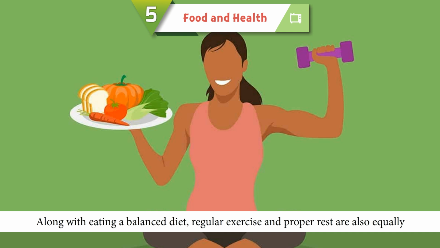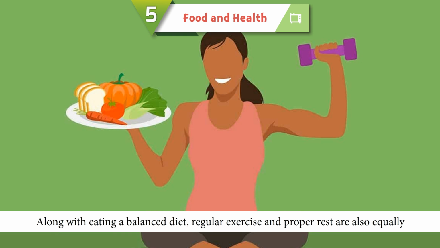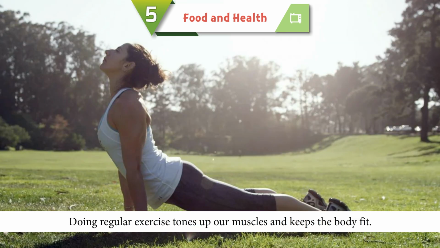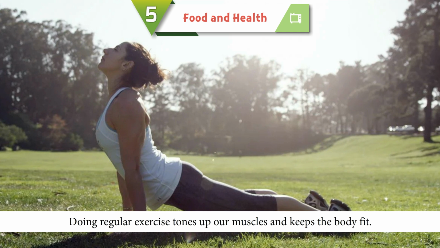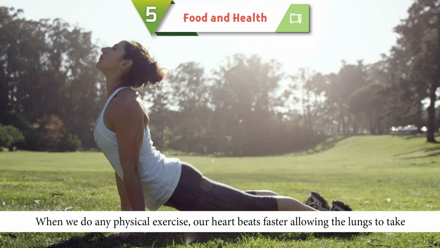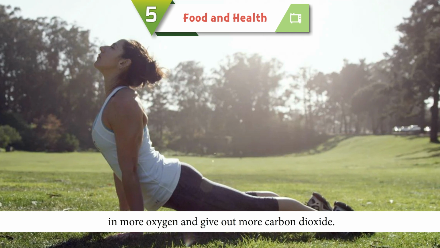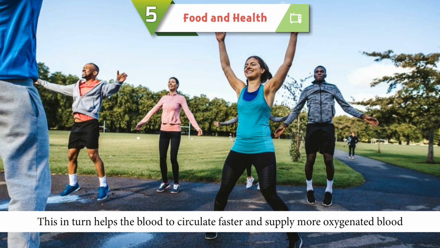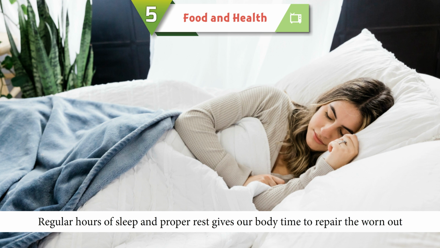Exercise and proper rest. Along with eating a balanced diet, regular exercise and proper rest are also equally important for maintaining a healthy body. Doing regular exercise tones up our muscles and keeps the body fit. When we do any physical exercise, our heart beats faster, allowing the lungs to take in more oxygen and give out more carbon dioxide. This in turn helps the blood to circulate faster and supply more oxygenated blood to the brain and other parts of the body.